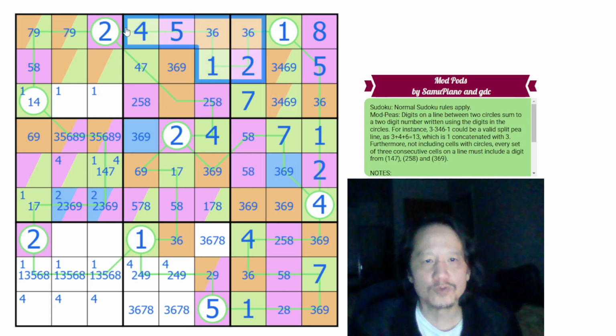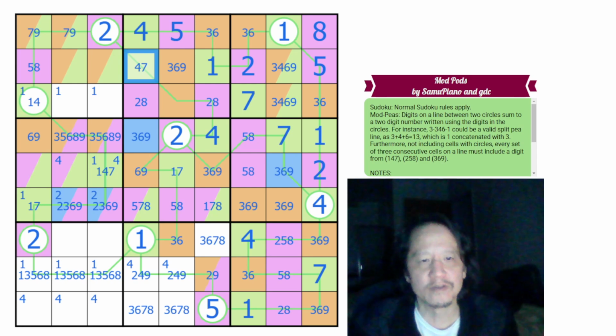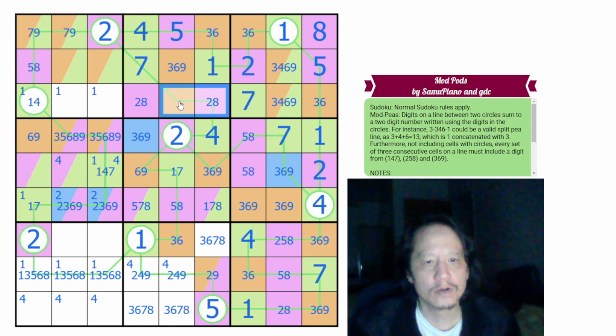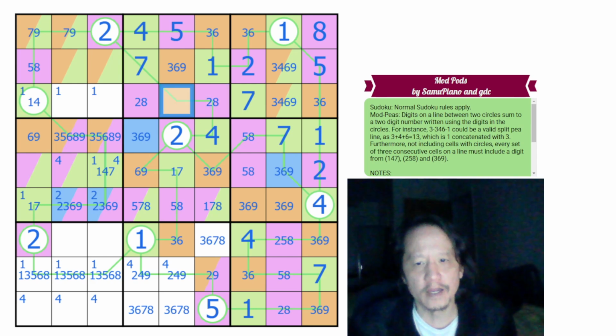So this adds up to 21, because you have 3, 4, 5, 6 here. This can't be 5, this can't be 5. This has to be a 7. So this adds up to 24. Sorry, 22. So these 3 must add up to 18. So therefore, these 2 must add up to 11. So it's either 2, 9, or 3, 8.